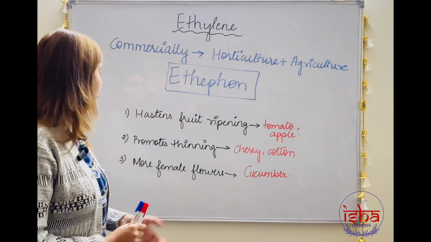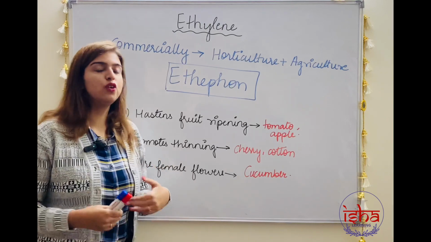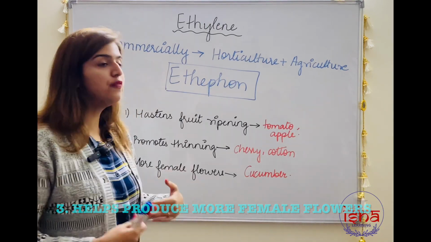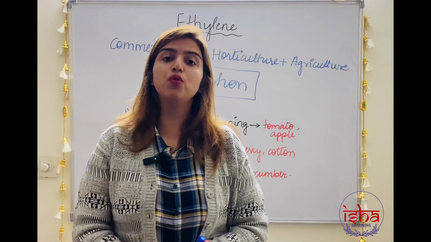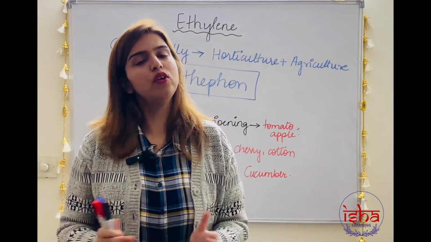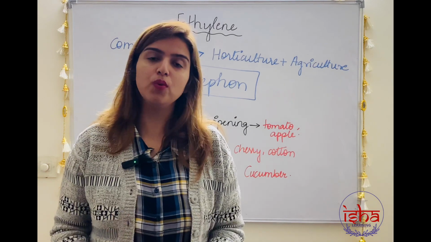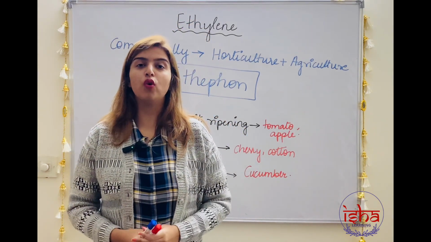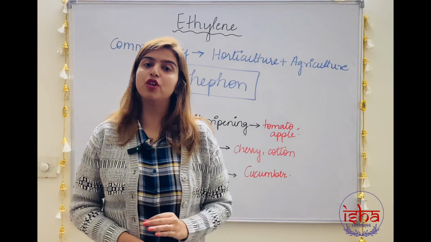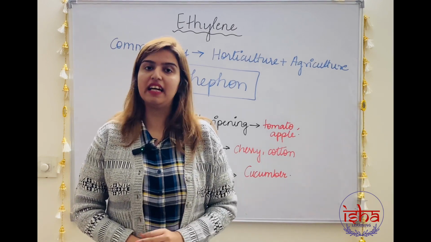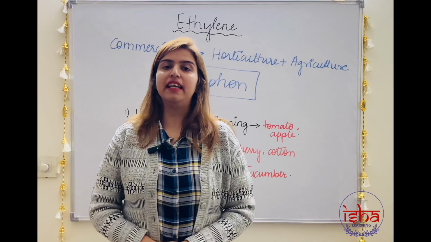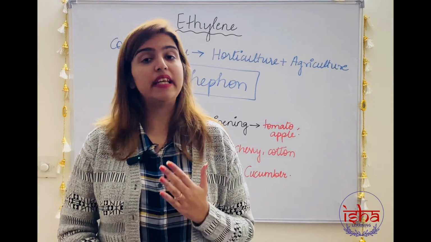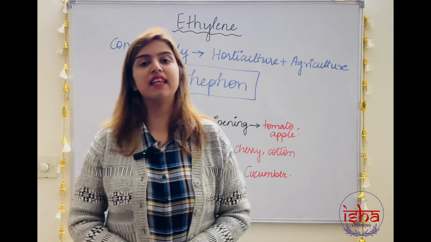Now the next important function is it induces feminization of the flowers, as in more female flowers would be produced by the plant. If there are more female flowers, there will be more fruits, and more fruits means more money. Therefore, this is also a very important commercial application of ethylene. This was all for ethylene. In the next video, we're going to talk about a plant growth inhibitor known as abscisic acid.